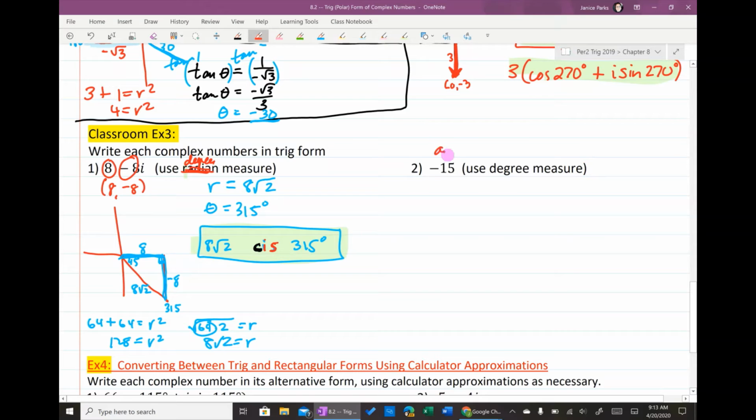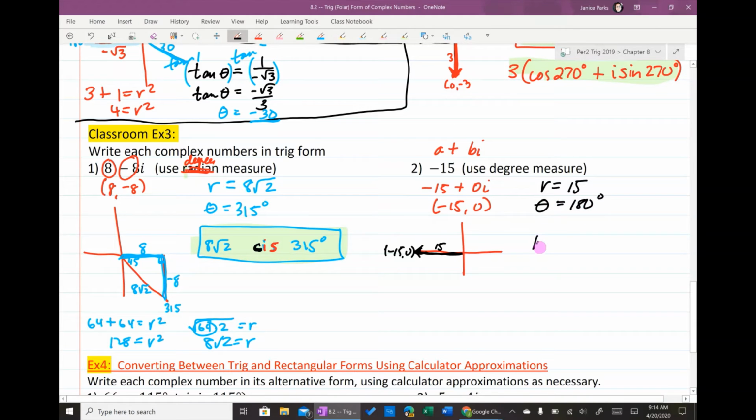For the last one we're going to do in this case, that's going to be negative 15 plus 0i, which is negative 15, 0. If you're graphing that, negative 15, 0 would be a point way over here. So that's a negative 15. So that would be r. R can't be negative, so the length of this point is negative 15, 0, but the length of that vector is 15. And then theta is 180 at that point. So your answer should be 15 cis 180.